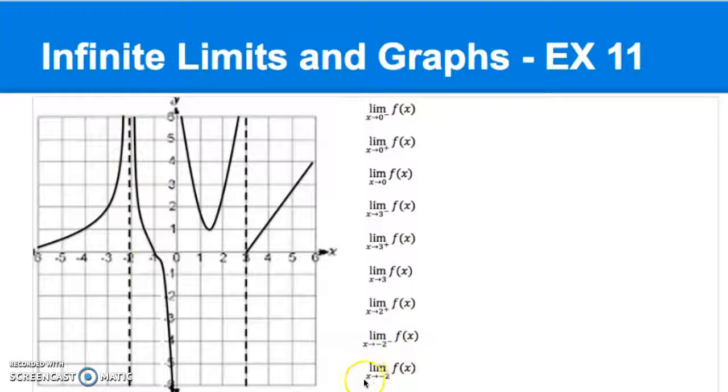And then here, the limit as x approaches negative 2 from left and right, because there's no plus or minus after it. Both the left goes to positive infinity and the right goes to positive infinity. So the limit is positive infinity overall.